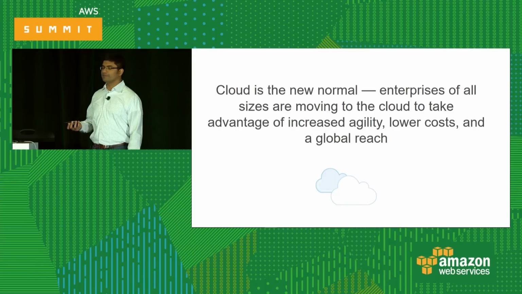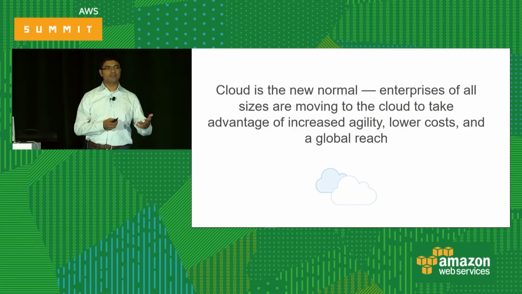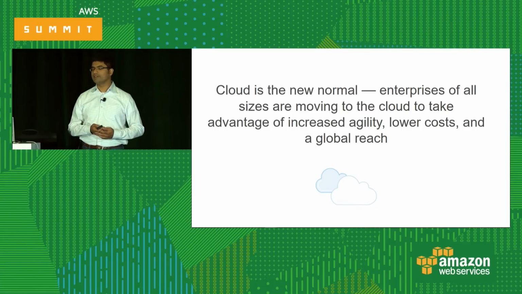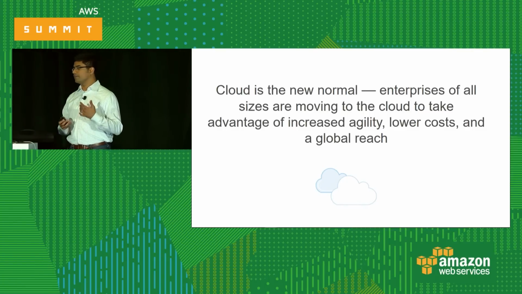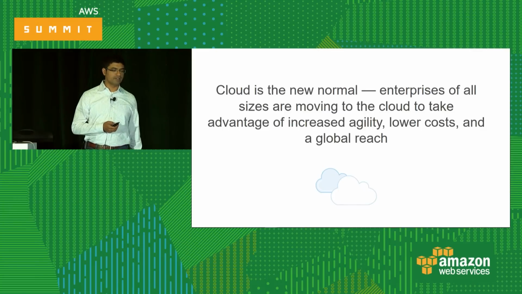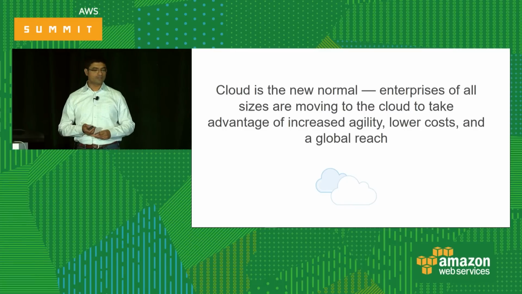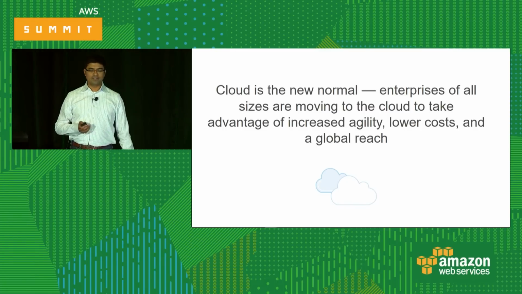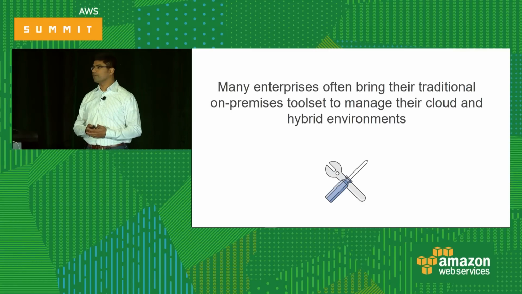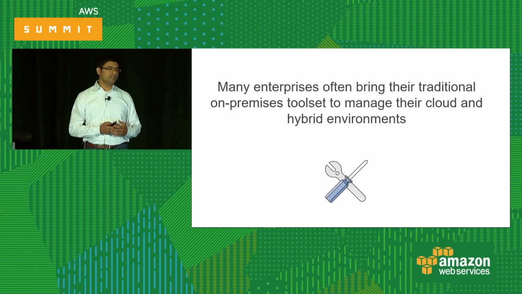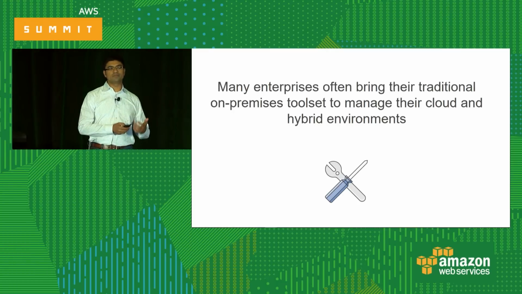So we've been listening to customers. We had customers come up and speak about how cloud has become the new normal in places like the keynote that we had yesterday. So what's happening is that customers of all sizes, enterprises as well as small customers, are moving to AWS. And they're getting the benefits of AWS: increased agility, reduced costs, as well as global reach. But there's been a refrain that customers are also trying to manage the systems that they deploy on AWS. And when they do that, the first step they sometimes take is to bring their traditional on-premises tools to manage those systems on AWS.